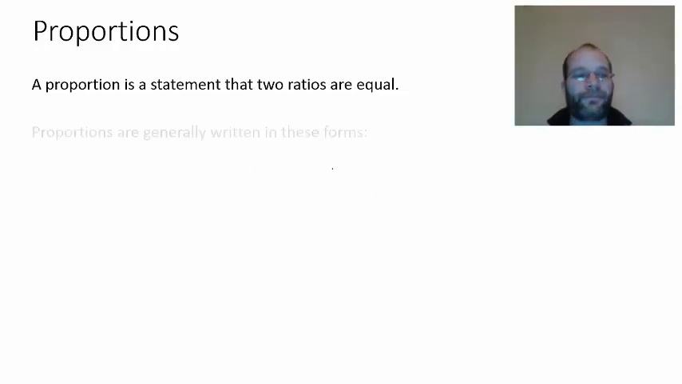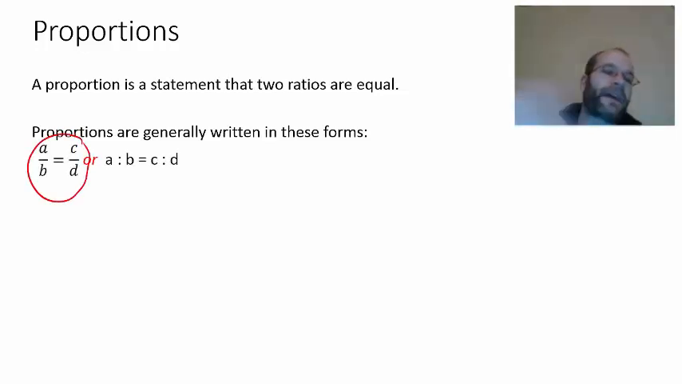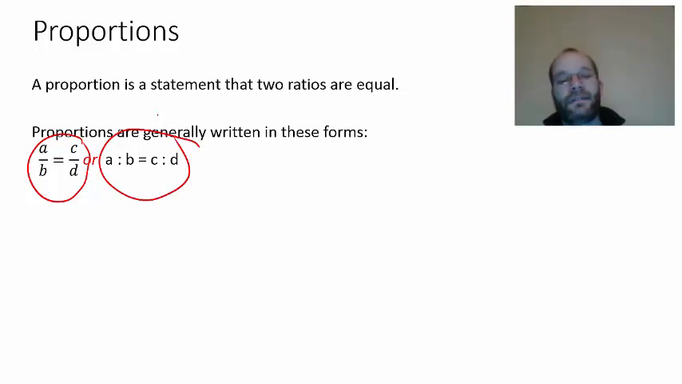So those are equal. Proportions are generally written in a couple forms. This form on the left is very useful for us mathematically. A over B equals C over D. You can see the ratio on the left, ratio on the right. Sometimes we'll find a form like this. A is to B equals C is to D, or A compared to B is equivalent to C being compared to D. You might even see it like this occasionally. A is to B as C is to D.